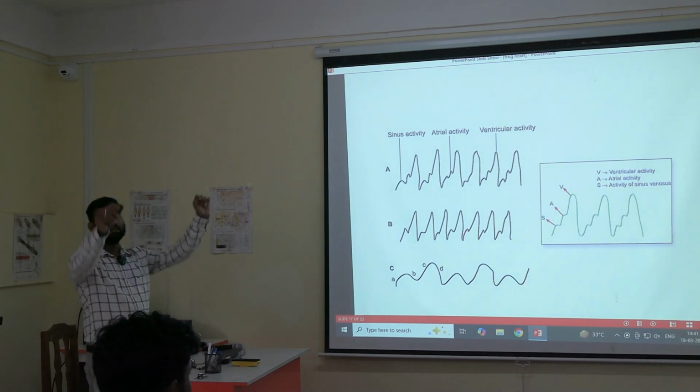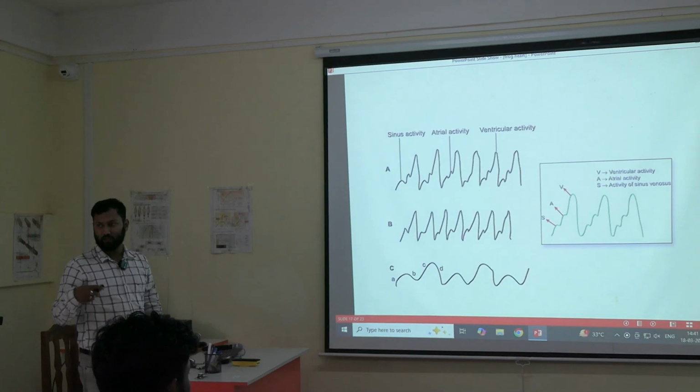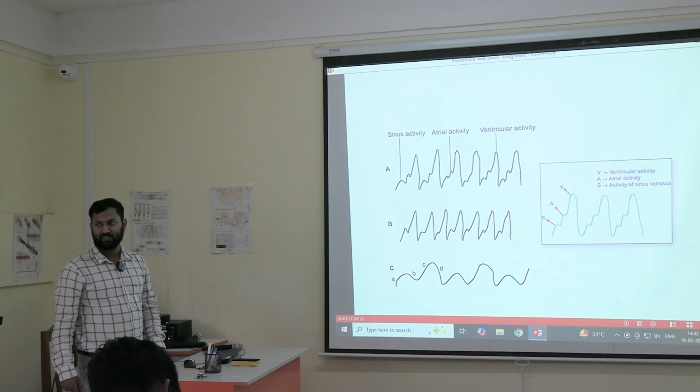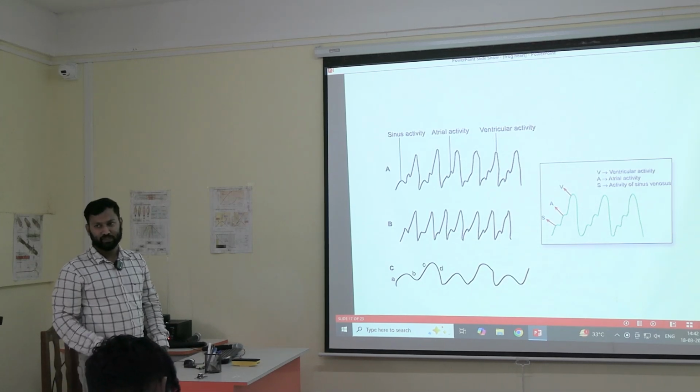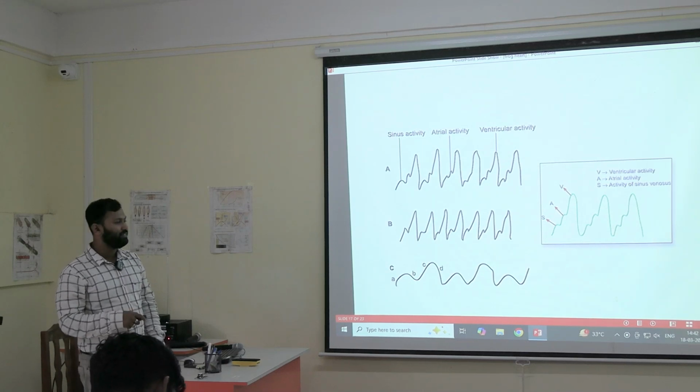At normal temperatures, can anyone tell me what is the normal heart rate of a frog in normal conditions? No, it's actually 60 to 100. For a frog, what is the normal rate? It is around 25. The frog heart rate is very slow in comparison to humans. It is around 25 beats per minute.